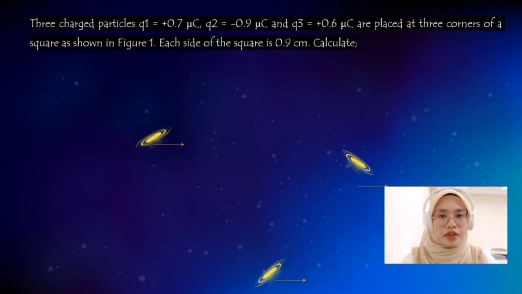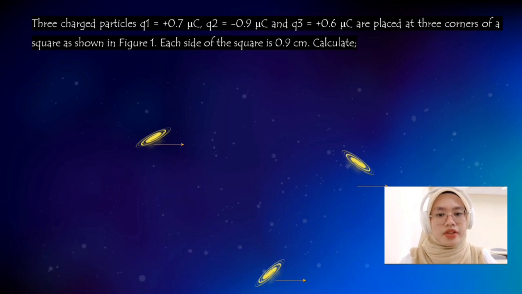Let's go to the first question. Three charged particles Q1, Q2 and Q3 are placed at three corners of a square as shown in figure 1. Each side of the square is 0.9 cm. Calculate the force experienced by charge Q3.